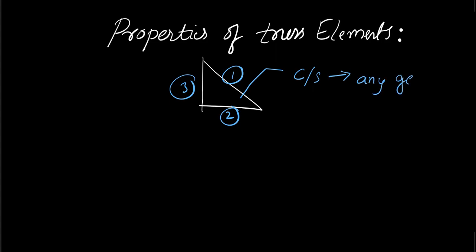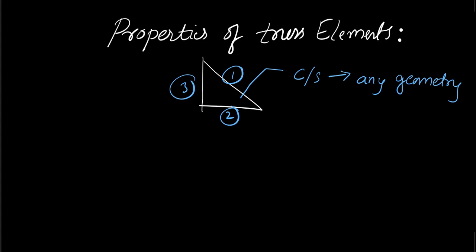It can be a circle, it can be a square, it can be a rectangle, it can be a triangle. So the cross section of the element can be any geometrical shape. So that is the first one. And the second one, the dimension of the element, it should be smaller.